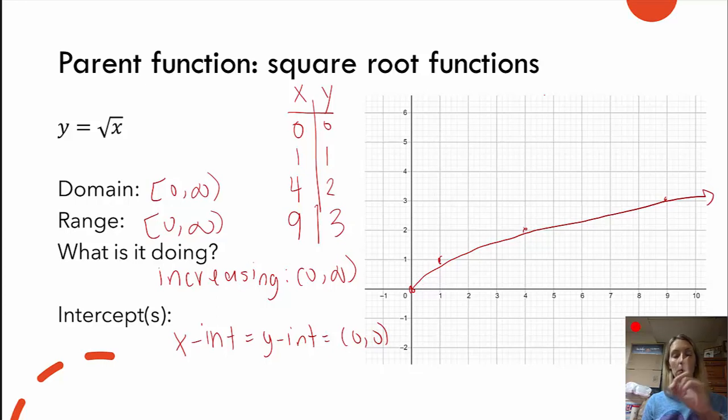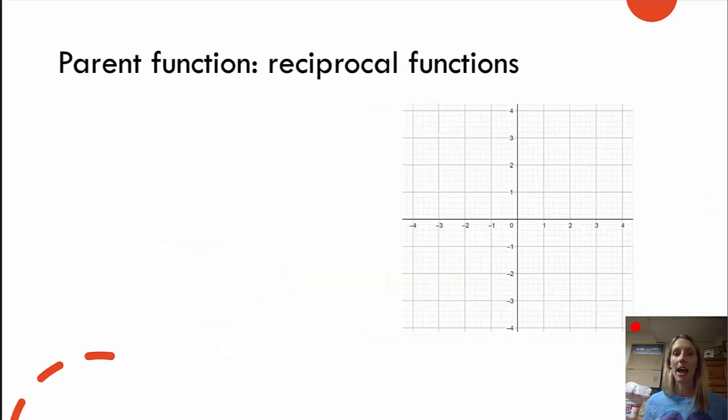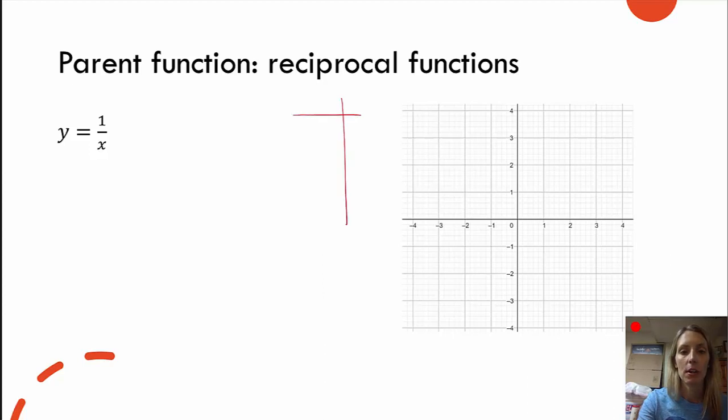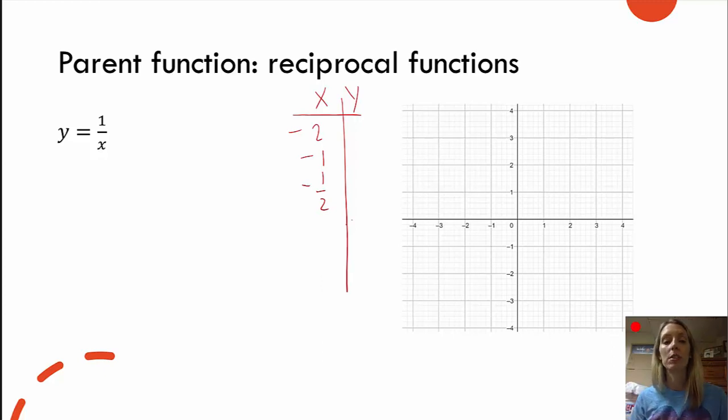One left. The last parent function we're going to look at is the reciprocal function. The reciprocal function is given by y equals 1 over x. And can we use our famous -2, -1? Yes, we can. We can use -2, we can use -1. We're going to get a little sneaky, and I'm actually going to use -0.5, and you'll see why. Unfortunately, I can't use 0, because if I plug in 0, I would have 1 over 0, which does not exist. It's not a real number. So we're going to skip over 0.